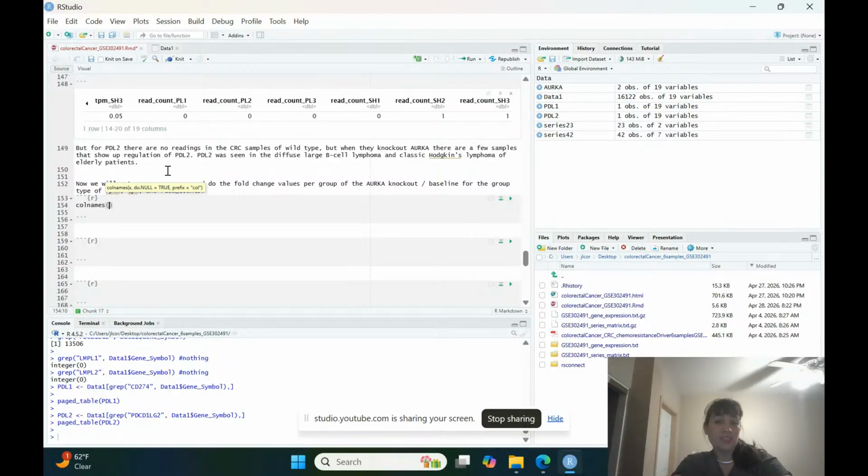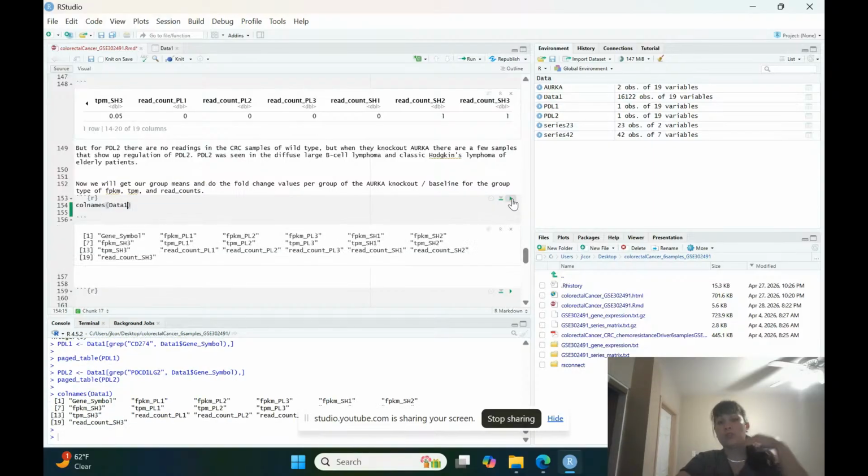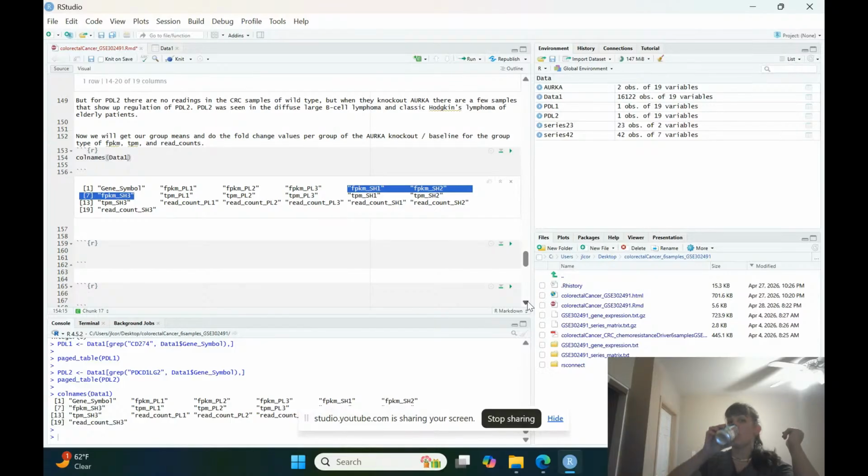Column names of data 1, just so that we know what we need to reference for the means, because the baseline for the fragments per kilobase million is going to be columns 2, 3, and 4. So we'll get the mean of those. And then the knockout is the columns 5, 6, 7. So when we get that average, that's what that'll be. And that's just very straightforward.